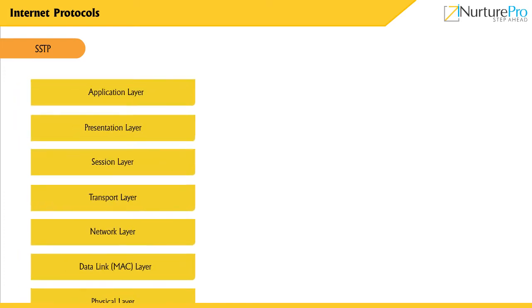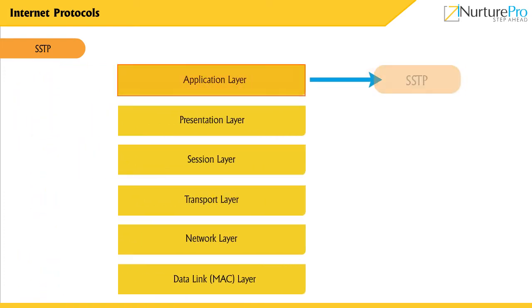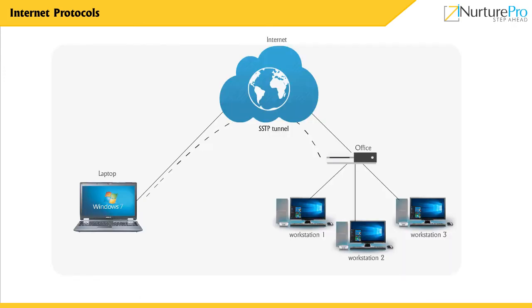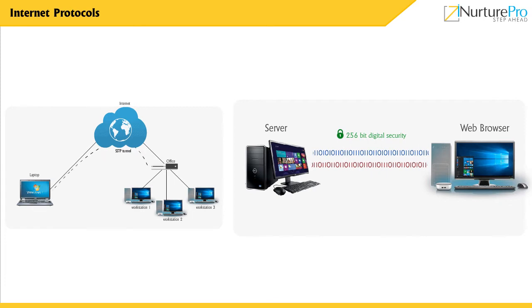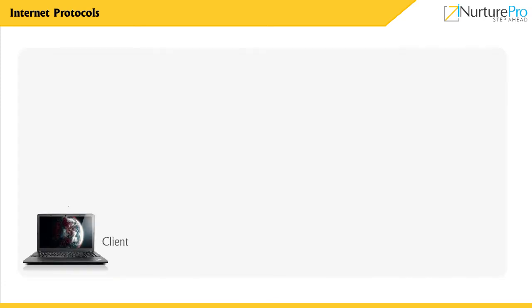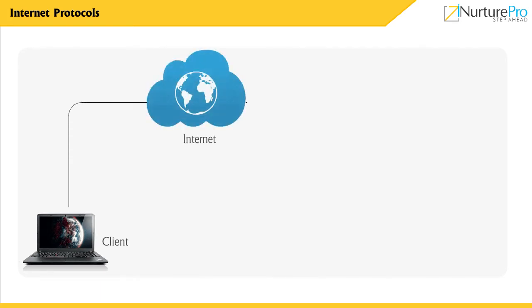SSTP, or Secure Socket Tunneling Protocol, functions as an application layer protocol. In a network, SSTP tunneling allows efficient utilization of communication devices to provide many application endpoints. SSTP is based on secure socket layer rather than point-to-point tunneling protocol. Let's understand the working of an SSTP connection.